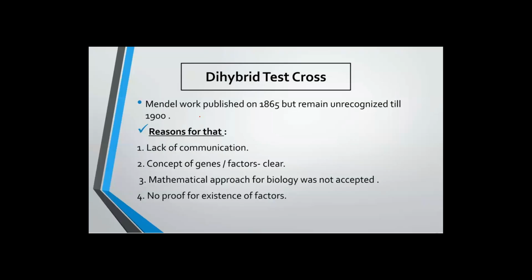Now, Mendel's work was published in 1865, but it remained unrecognized till 1900 because of the lack of communication, because the concept of gene factors was not that clear at that time. The mathematical approach for biology was not accepted, and there was no proof for the existence of factors. So it remained unrecognized till 1900.